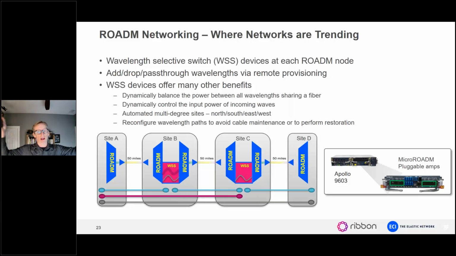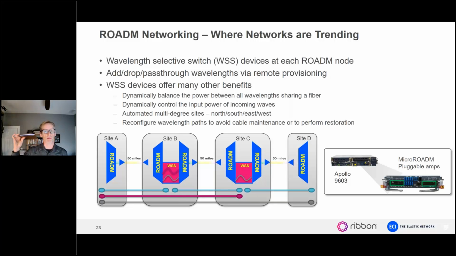They take like a third of a rack. But now they're very, very small. So we have a platform called the Apollo 9603. It's just a couple of rack units. And we put in this thing called a micro ROADM, and I'll show you here, my handy prop.